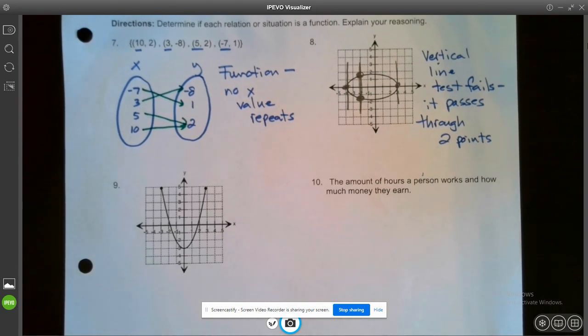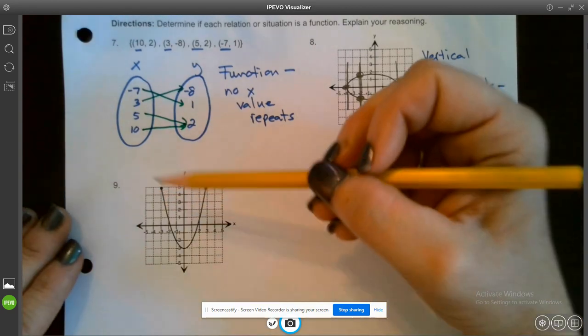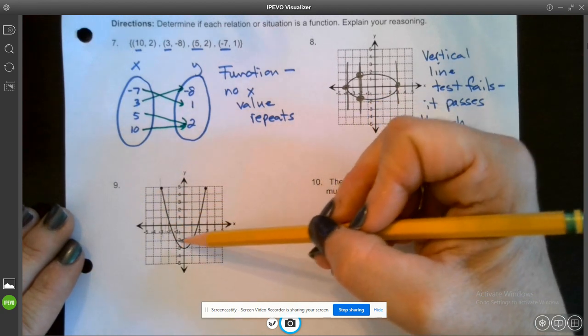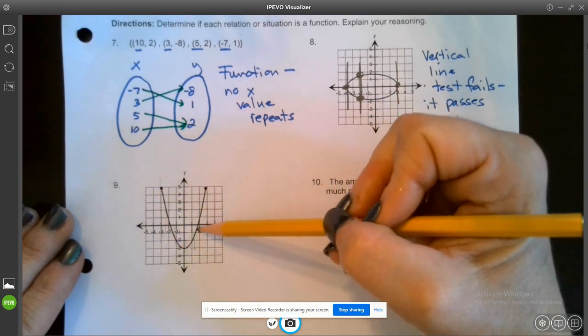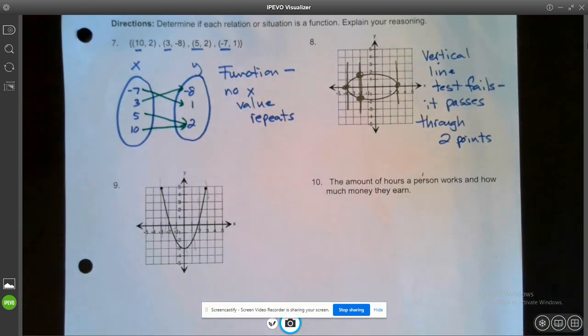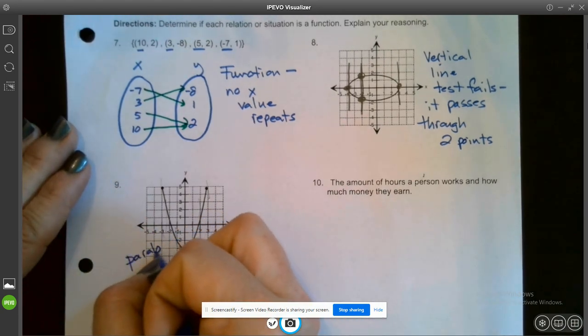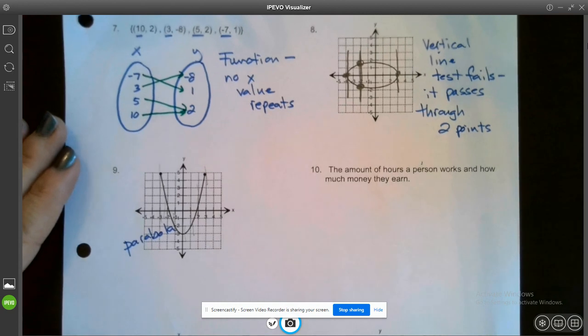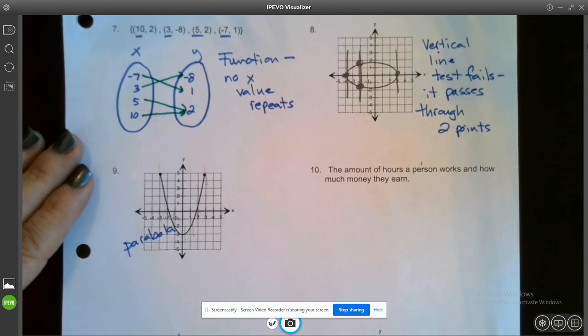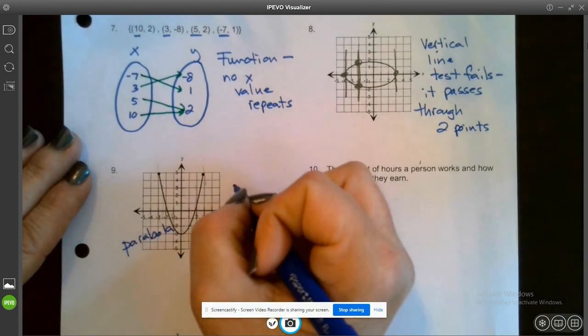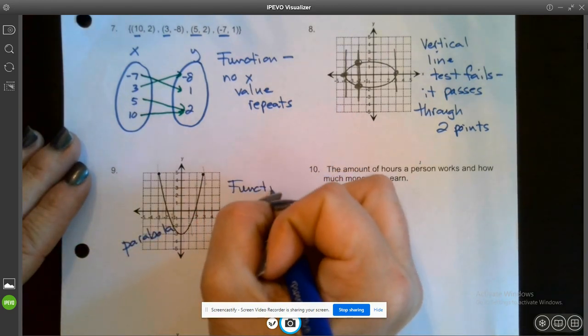Is there anywhere on 9 that if we draw a vertical line, it would go through more than 1 point? Kind of visualize that. Nah, nah, nah, nah, nah. No, no, no. Woohoo. Does anyone know the name of this graph by chance? Yeah, it's a parabola. Just pushing you a little bit. Wonder if you might know the name of it. Don't worry, in this module, we will be talking about quadratics. Woo woo, quadratics. But yes, we're going to say function with a smiley face.